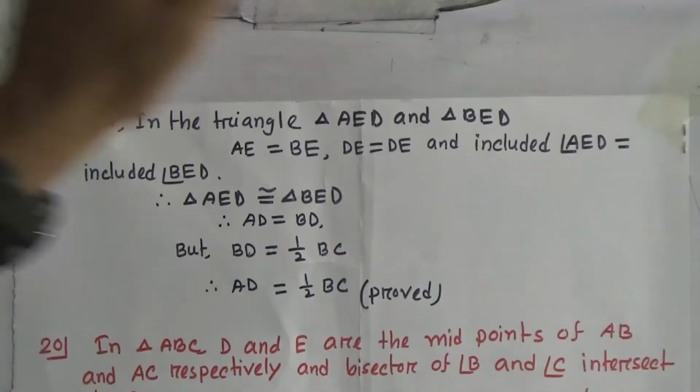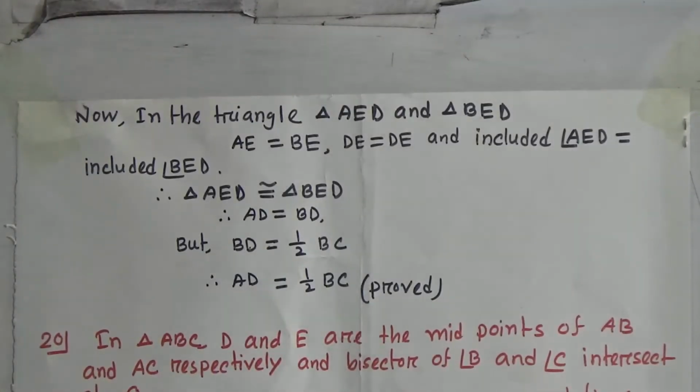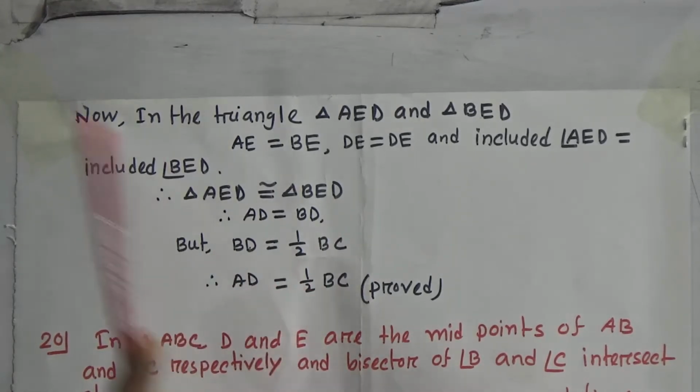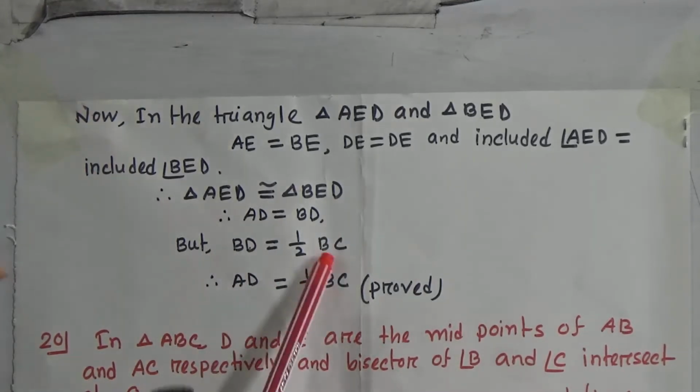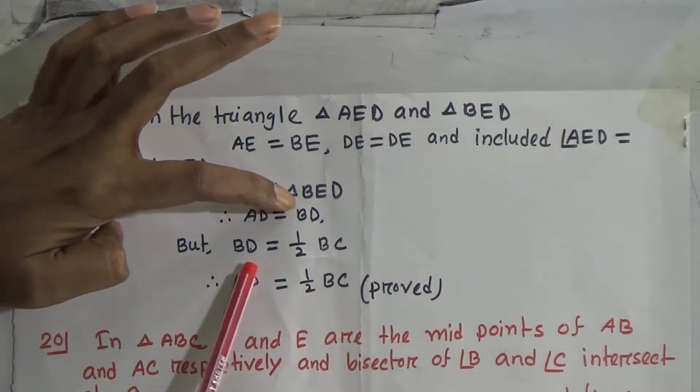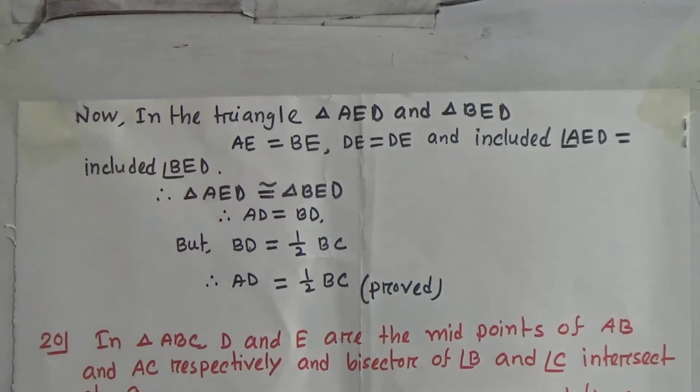This is what was to be proved. Students, look: AD equals BD, and BD equals half of BC. Therefore, putting in the value of BD, AD equals half of BC. This is proved.